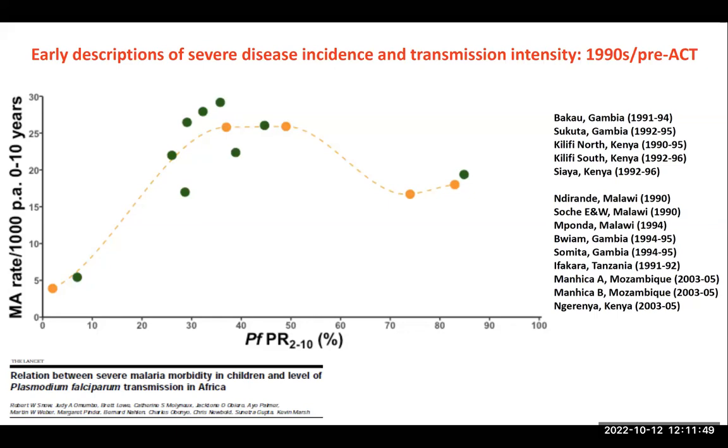And how this changing risk alters the clinical epidemiology of severe and uncomplicated disease was a subject of concern over 60 years ago, and interest in this area has reemerged in recent years.